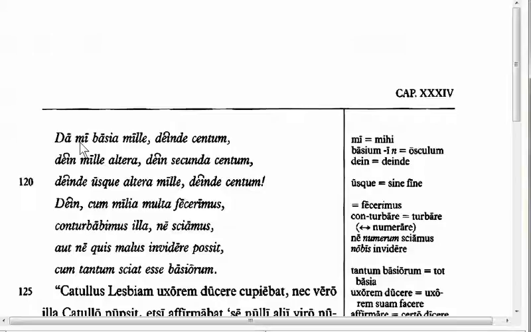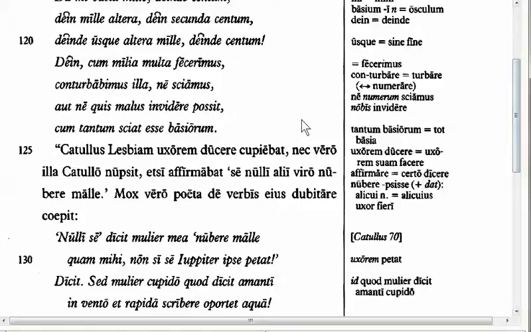In line 126, we have Catullus lesbiam uxorum ducere cupiebat nequero illa Catulo nupsit. So Catullus wanted to marry Lesbia, but that woman did not marry Catullus. So Catulo, here we have the dative case of Catullus.